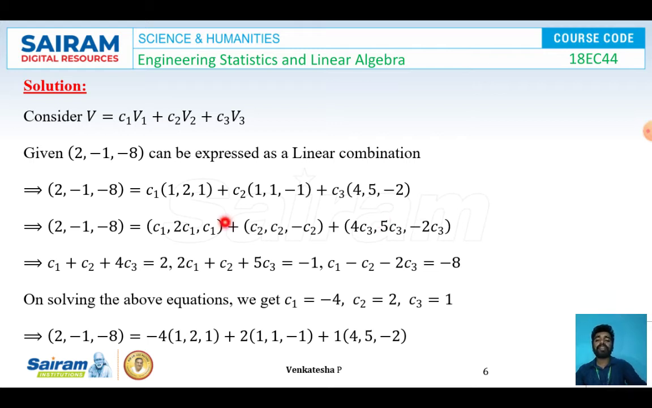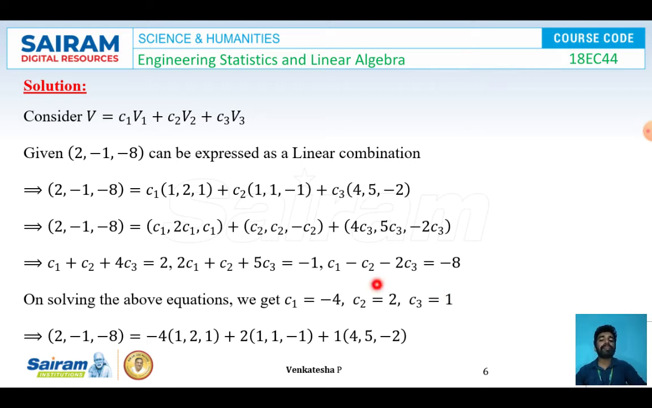After expanding this equation, we got a system of three equations with three unknowns, that is C1 plus C2 plus 4C3 is equal to 2, 2C1 plus C2 plus 5C3 is equal to -1, C1 minus C2 minus 2C3 is equal to -8. Now solving this system of three equations with three unknowns, we got the values of the scalars: C1 is equal to -4, C2 is equal to 2, C3 is equal to 1.